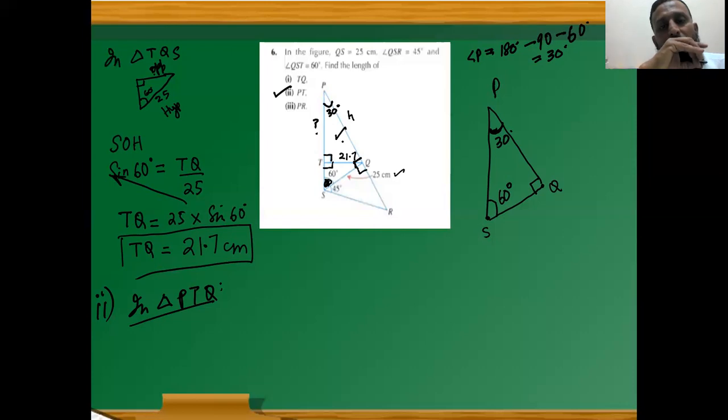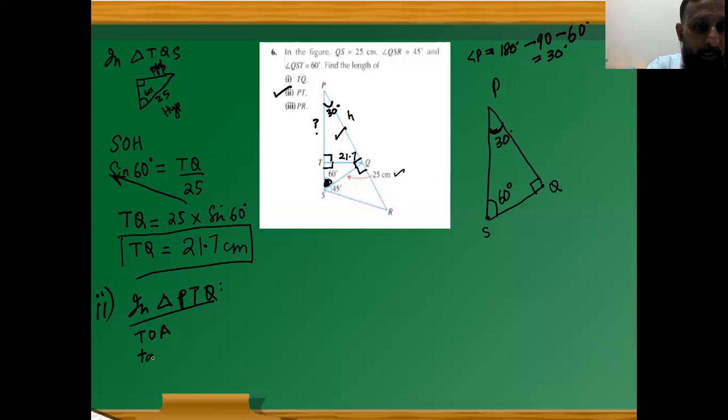This is opposite 21.5, so adjacent. So boys and girls, adjacent is required and opposite is given. So adjacent and opposite, they come in what? Adjacent and opposite, they come in TOA, boys and girls. So we're going to apply TOA here.